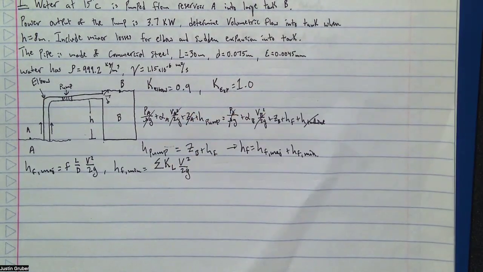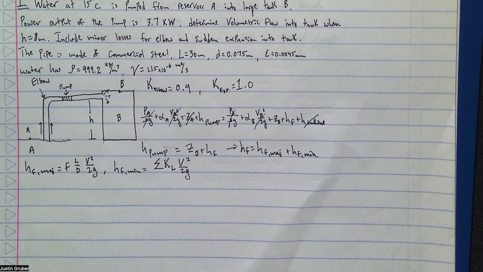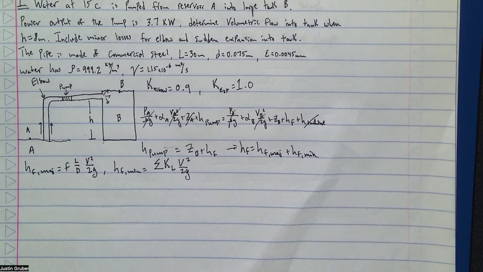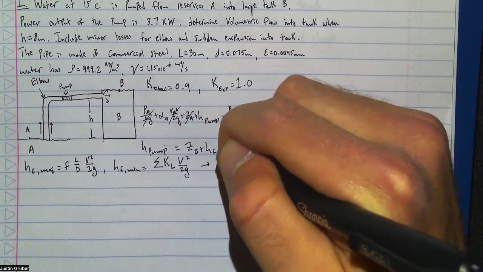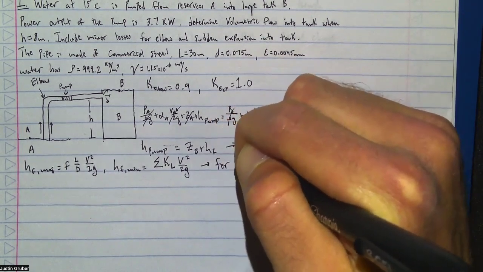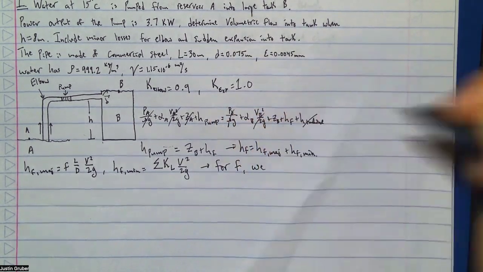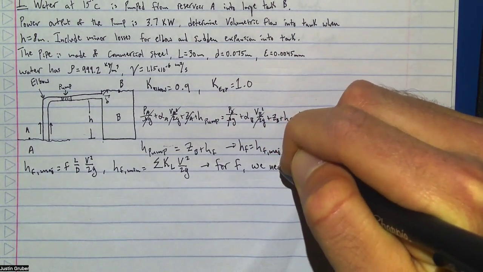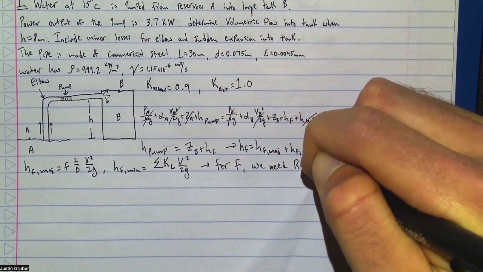The V's we're talking about throughout this problem that don't have any subscript are the average velocity inside the pipe. For simplicity, we're assuming there's no velocity gradient inside the pipe. It's just a constant average velocity. And so we don't know anything about these. And for F, we presumably need Reynolds number.